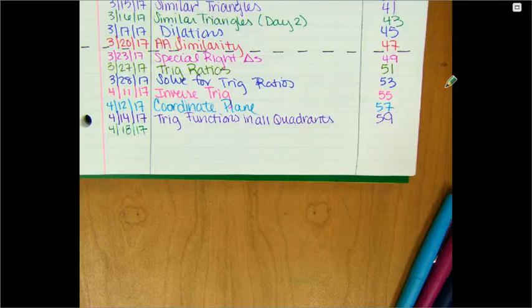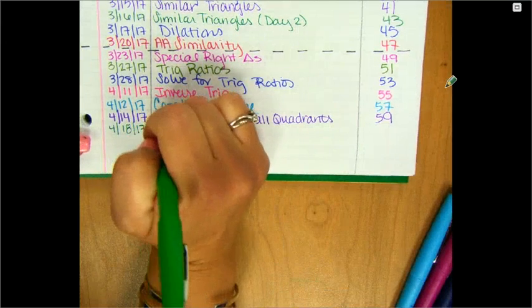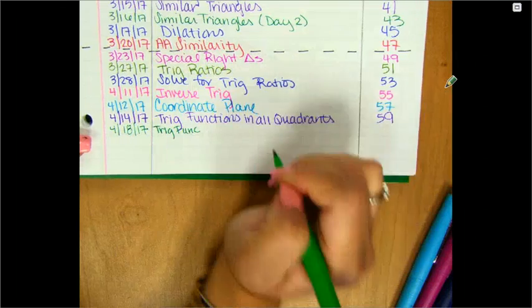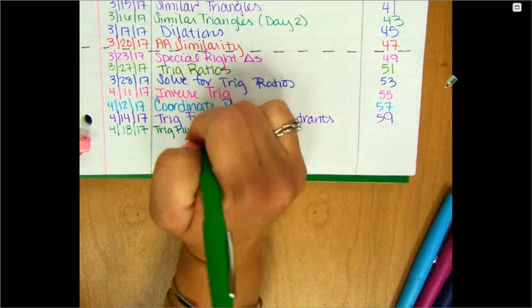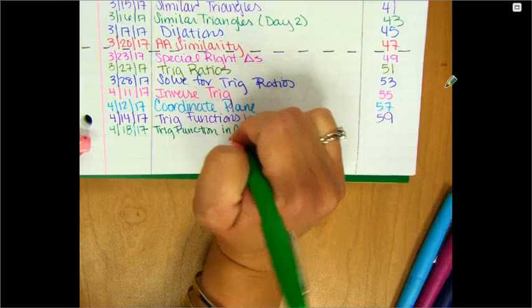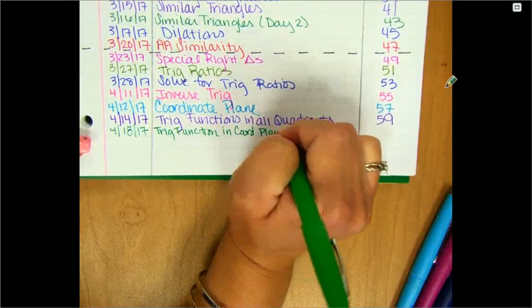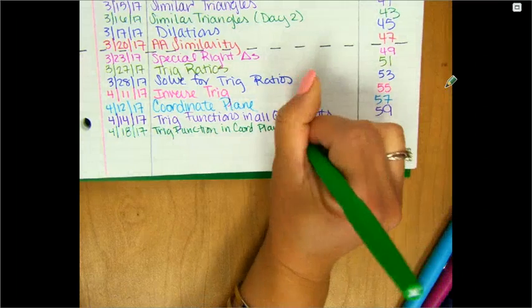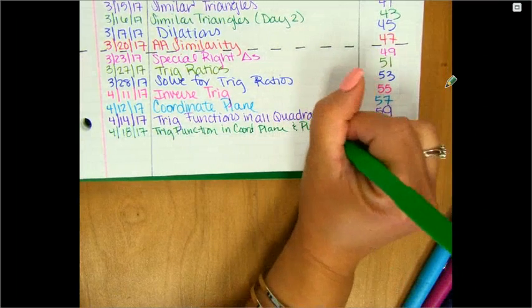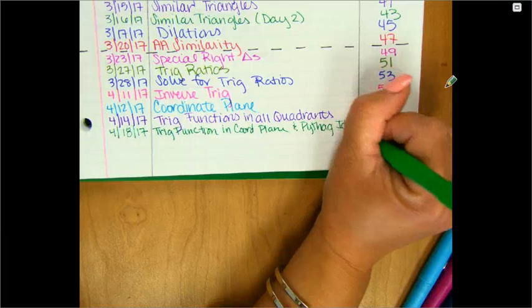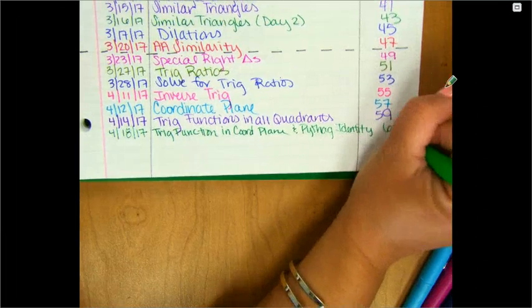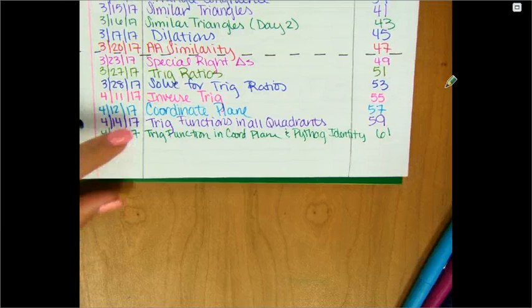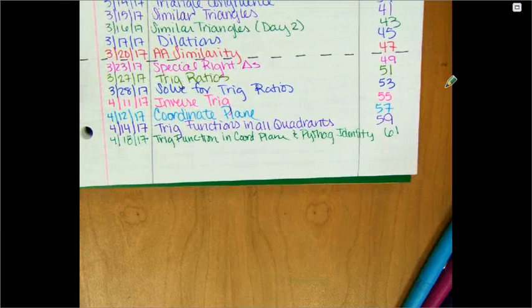Our central question is on the board, but our title is kind of long. So it's still trig functions. I'm going to abbreviate. In the coordinate plane. So kind of like what we did the other day, right? And Pythag identity. So it's still the same thing as what we did the other day, trig functions in all quadrants. It's trig functions in the coordinate plane. Same thing, but we're adding in Pythag identity.